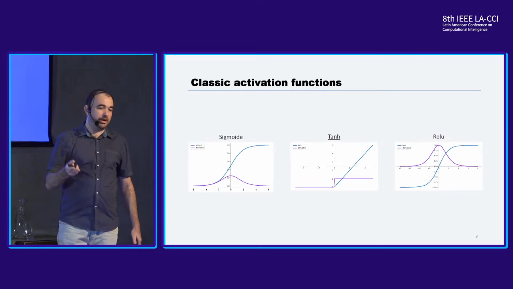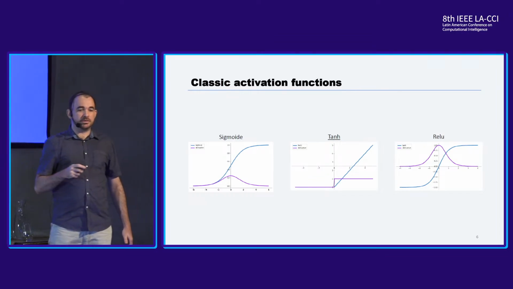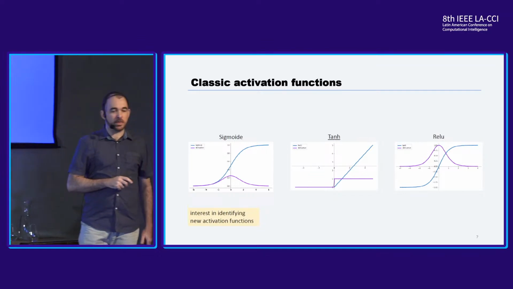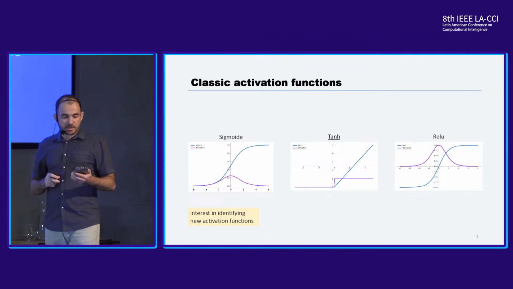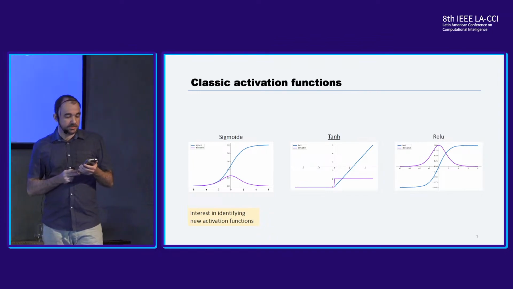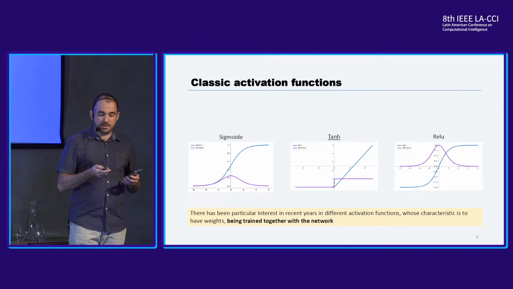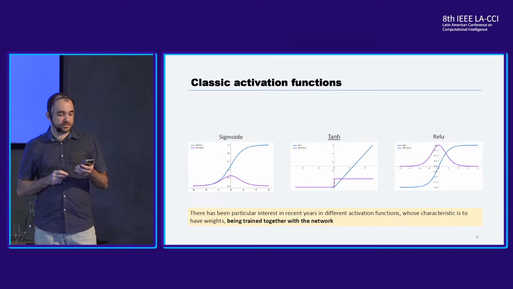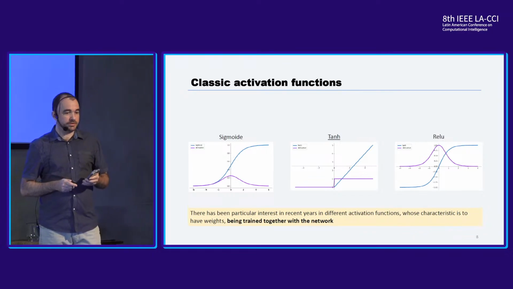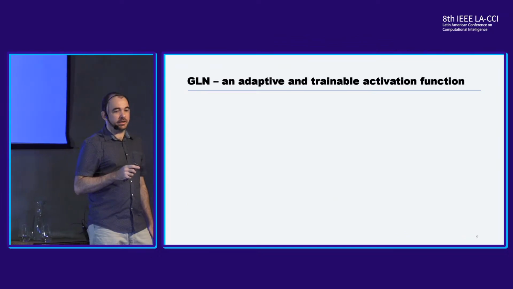And we have a lot of activation functions. We see here the classical activation functions: sigmoid, tanh, and ReLU. But there is a lot of interest in identifying new activation functions. In recent years, there has been particular interest in new activation functions that can contribute to increased network performance. This kind of activation function has characteristics that can be trained together with the network. In particular, we see the GLN.